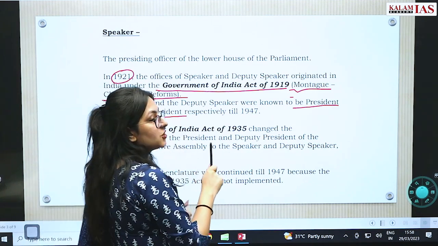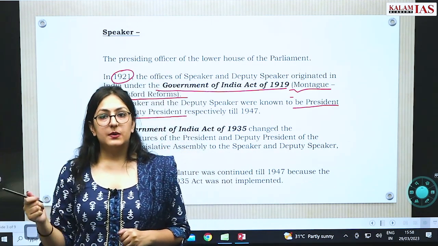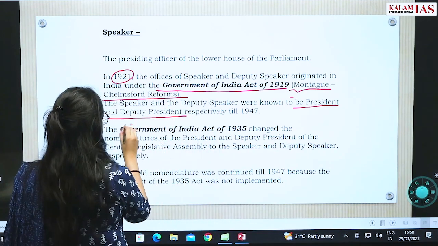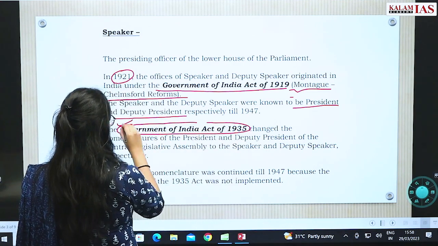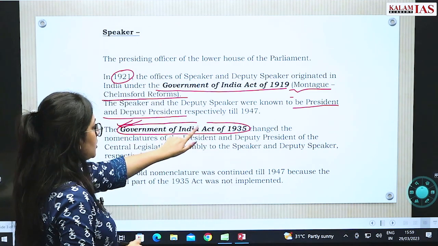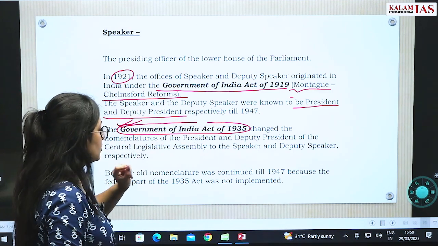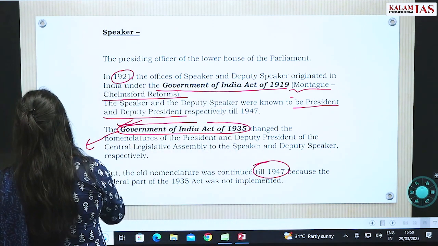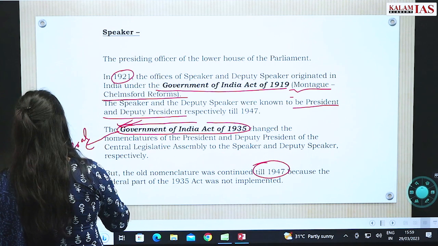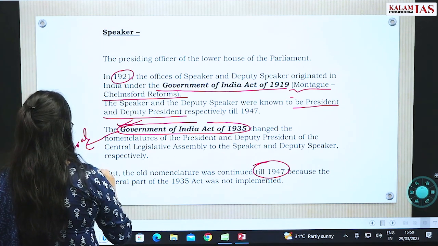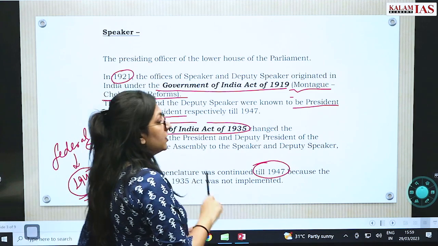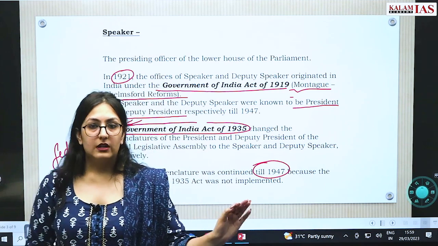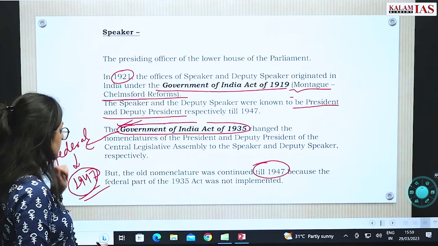Now, the nomenclature was changed to Speaker and Deputy Speaker respectively via Government of India Act 1935. And this old nomenclature of President and Deputy President was continued till 1947. Why? Because the federal part of this act was not implemented till 1947. So the old nomenclature continued till 1947, but the nomenclature was changed in 1935 itself. Okay, this is the point to be noted.